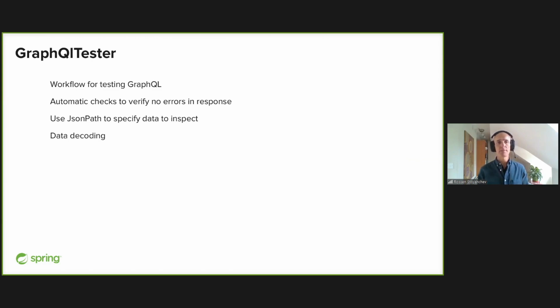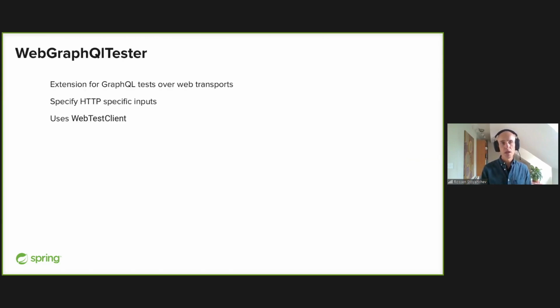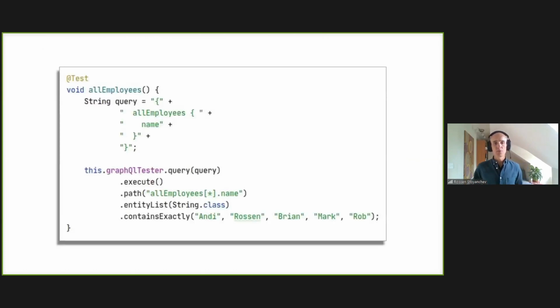It is a fluent API. It does a lot of things under the covers that are specific to GraphQL, like making sure that responses don't contain any errors, which is something you would have to explicitly do every time. You can use JSON path to navigate to the data that you want to expect. It gives you data decoding and makes it convenient to verify data. And there is Web GraphQL Tester, which is a sub-interface of that that is specifically for web transports and gives you some extra options. Briefly, here is an example of what that looks like.